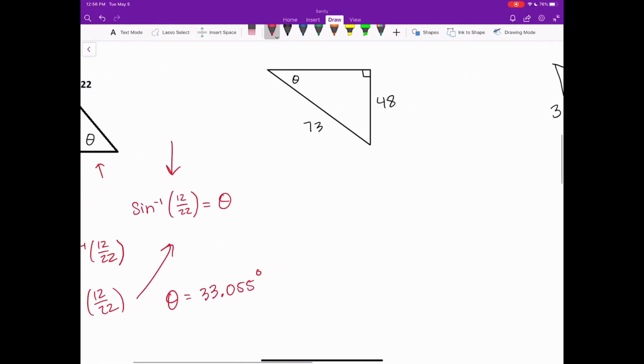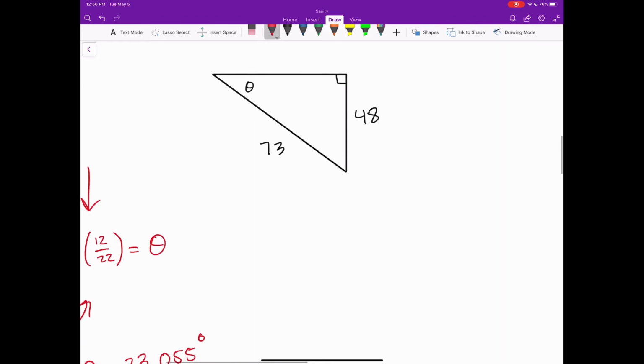All right, let's move on. Let's do two more examples together with inverse sine. So here I have a right triangle, and I have an opposite side of 48, and I have a hypotenuse of 73. So I'm just going to set up a sine equation here and say sine of theta equals opposite over hypotenuse equals 48 over 73. And then, like I said, essentially what we're doing is we're just solving for theta. So to get theta by itself, I have to get rid of that sine, and so I'm going to take the inverse of sine on both sides.